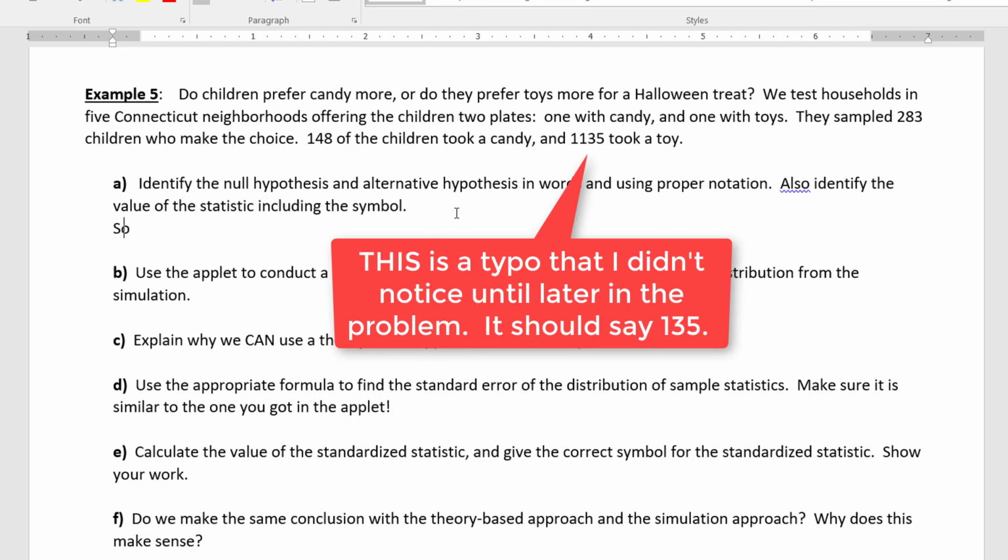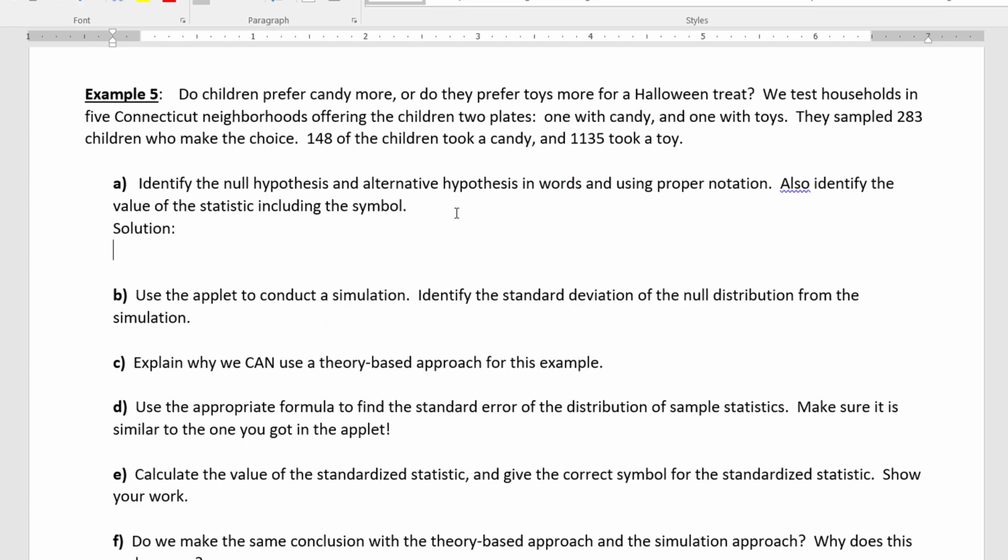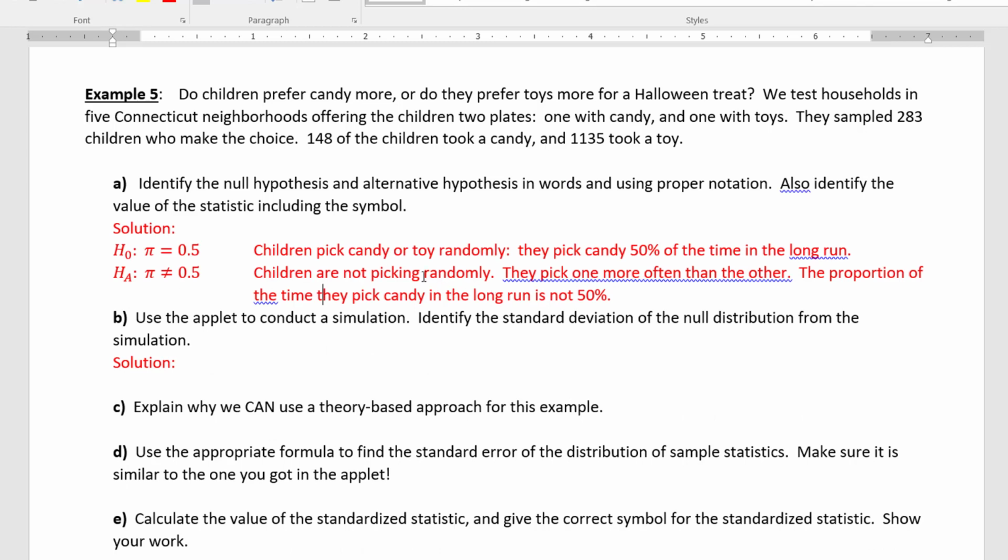So first it asks us to go ahead and write the null and alternative hypothesis. The null hypothesis is that pi is equal to 0.5, meaning that children pick candy or the toy randomly. They pick candy 50% of the time in the long run, or you might have written that as they pick the toy 50% of the time in the long run. The alternative hypothesis is that pi is not 0.5, so children are not picking randomly, they're picking one more often than the other, or the proportion of time they pick candy in the long run is not 50%.